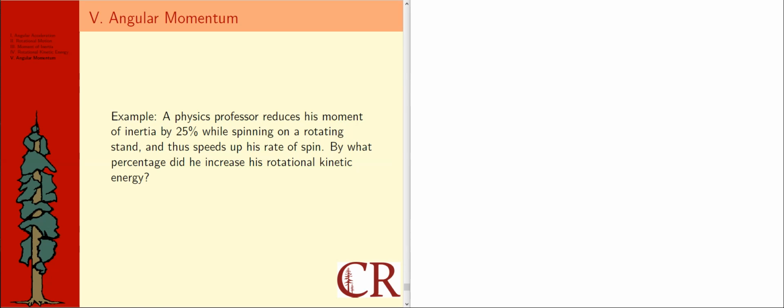A physics professor reduces his moment of inertia by 25% while spinning on a rotating stand, and thus speeds up his rate of spin. By what percentage did he increase his rotational kinetic energy?